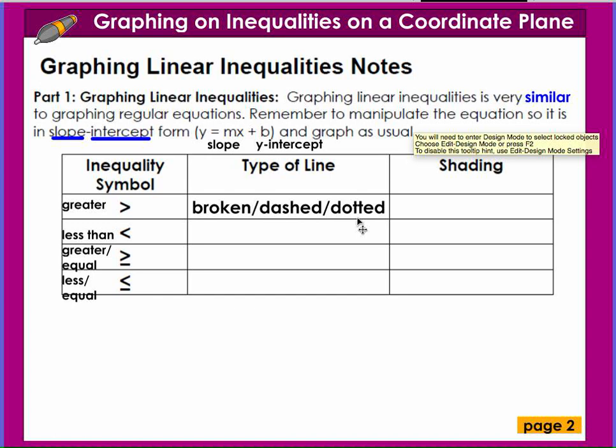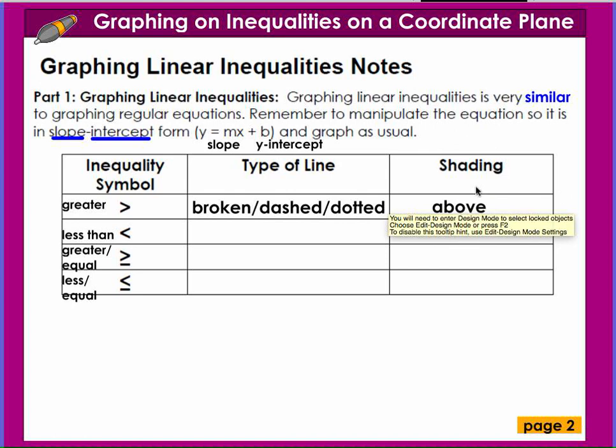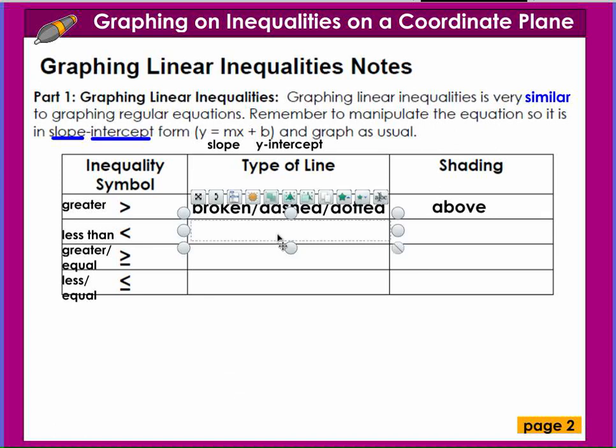Make sure you're writing this in. That broken line indicates that it is not equal to. It's just greater than. All right? And then because it's greater than on a coordinate plane, when I go to shade it, my shading is going to go above. So in the shading column, you're going to write that it's above. And this is all going to make sense in a moment when we actually do it.